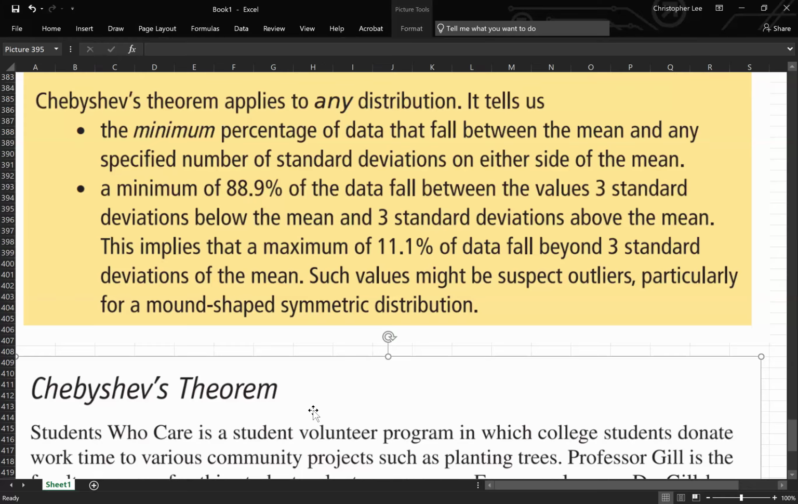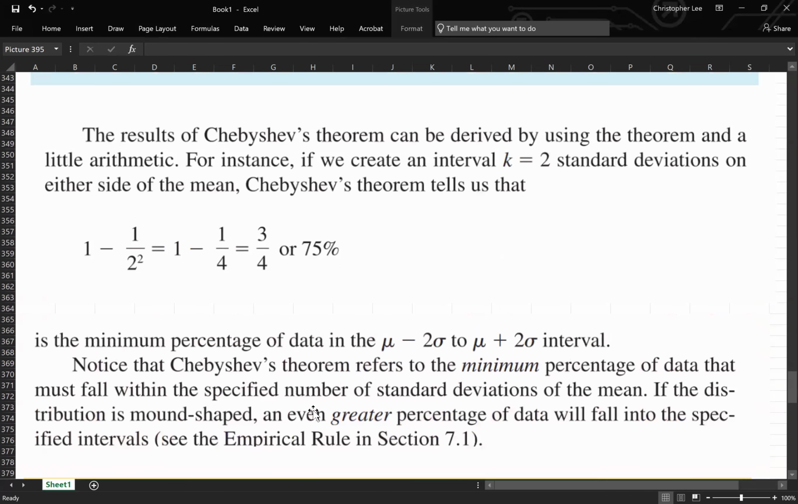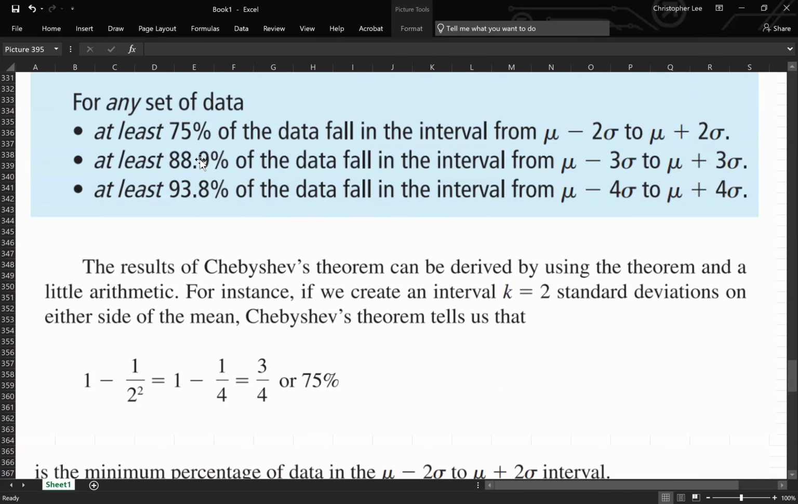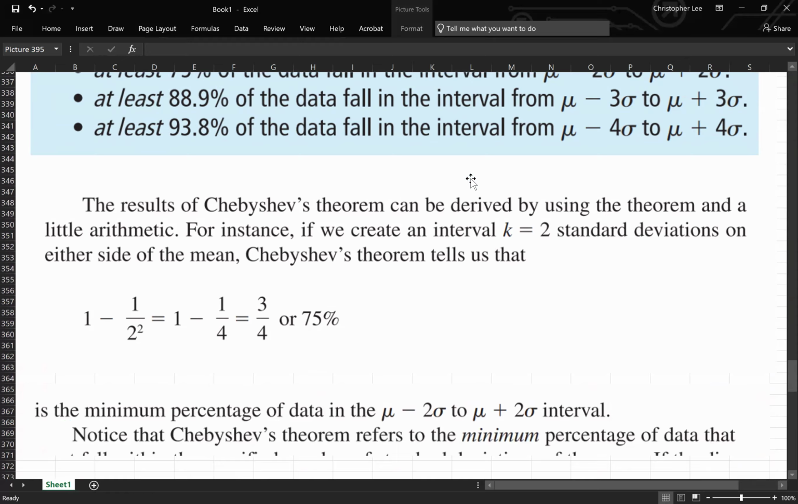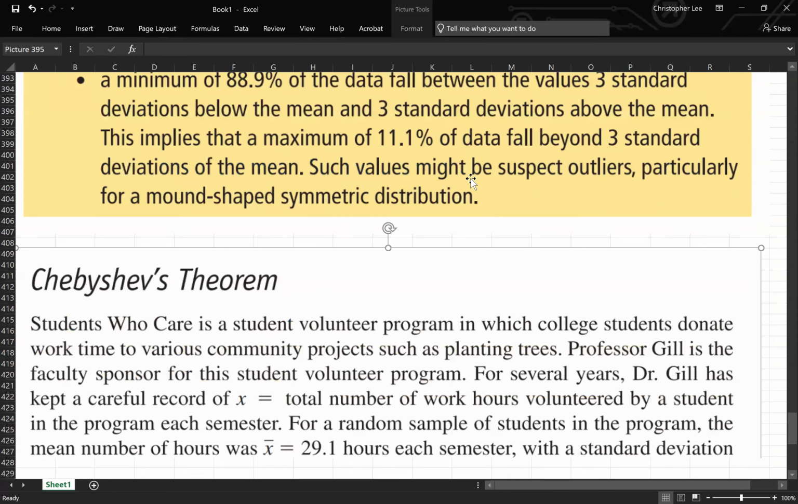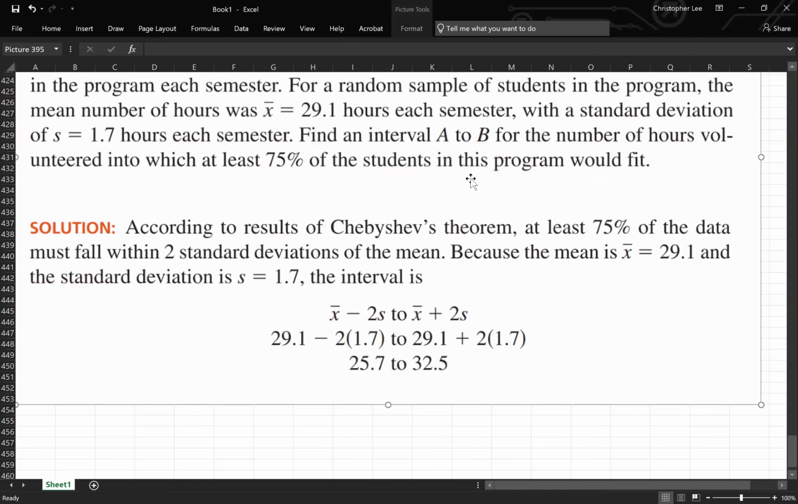So very simply, going back up here, we know that 75% of our data falls in between 2 standard deviations to the left and to the right. So that's it for the question. You just kind of plug it in and that's the end of it, right?